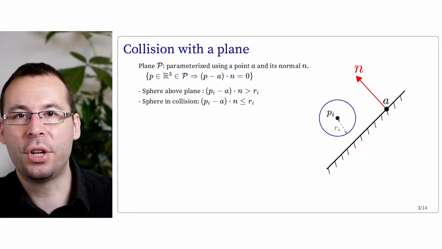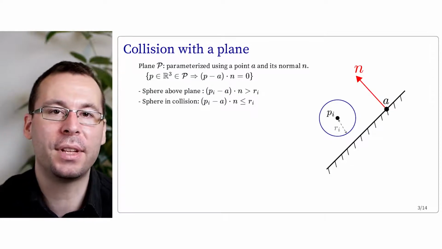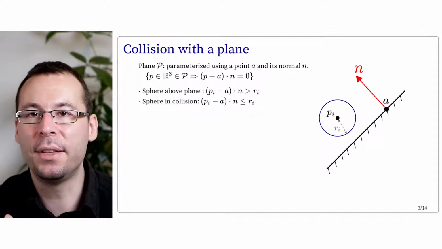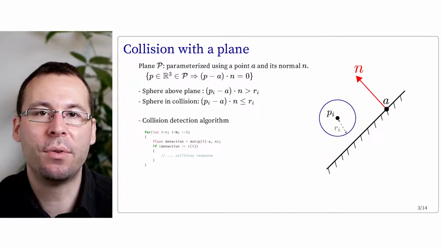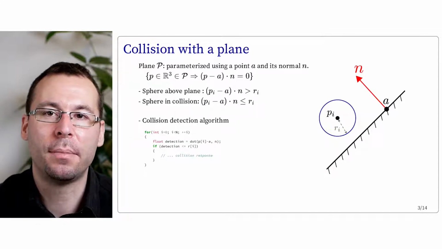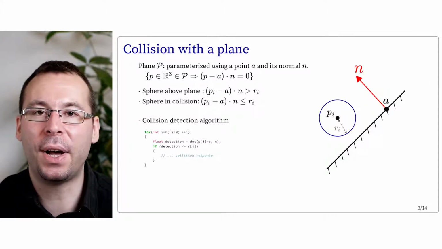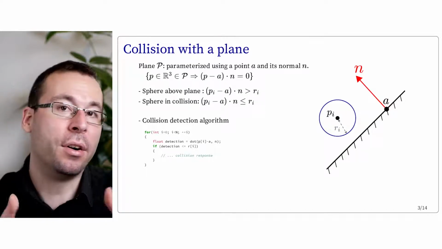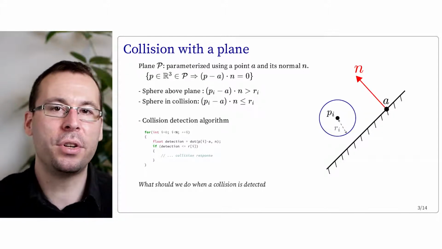And using this relation, we can characterize that a sphere is above the plane when (p_i minus A) dot n is greater than the radius r_i, and otherwise it means that the sphere is in collision or inside the plane. So this relation gives us a way to very simply detect a collision. Basically, we can loop over all the vertices, and compute the dot product between (p_i minus A) and the normal n. And depending on the sign of this value, we know if we have a collision or not. Then the next question is, what should I do when a collision is detected?